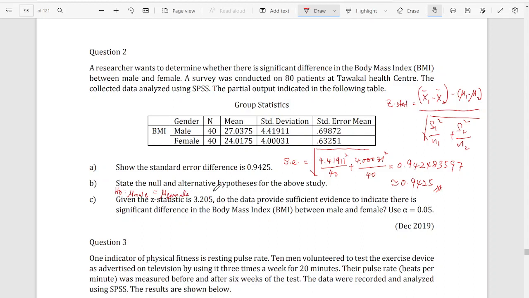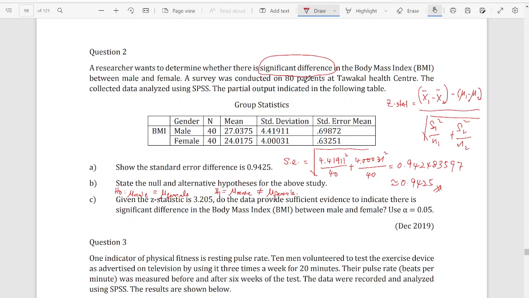Okay, against the H1. So H1 akan jadi mu male is not equal to mu female. Okay, and then this one is a two-tail sebab dia gunakan tidak sama dengan. Sebab kat sini dia nak tengok significant difference saja. Dia tak kata yang mana satu lebih besar ataupun kurang daripada yang satu lagi. So kalau difference, equal dengan not equal. So you have a two-tail test over here.